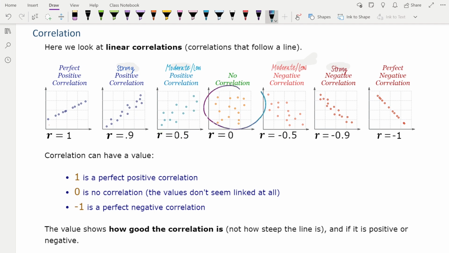And here at zero, there's just a scatter. The points are all over the place. It's not clearly going uphill or downhill. They're just everywhere. So this is no correlation. Whatever variable I have on this axis seems to have nothing to do with whatever variable is on this y-axis. And coming to the right, we see the mirror, except for now we're going downhill. As we move left to right, the points are going down.